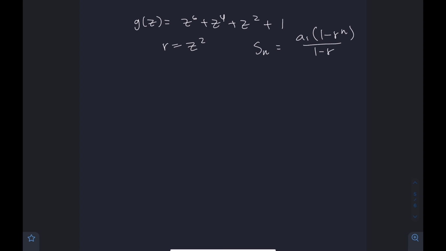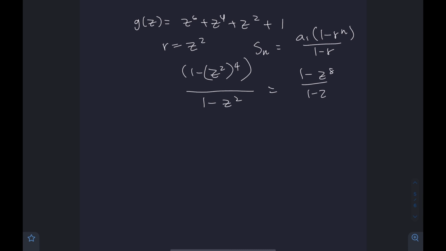So our a1 is 1, so I'm not going to write that. And then we have 1 minus z squared, which is our common ratio, all to the 4th, divided by 1 minus z squared. And we can simplify that to 1 minus z to the 8th over 1 minus z squared. And we can also multiply by negative 1 on the top and the bottom. That'll give us z to the 8th minus 1 over z squared minus 1. So now we have converted our problem into a much easier form to look at.